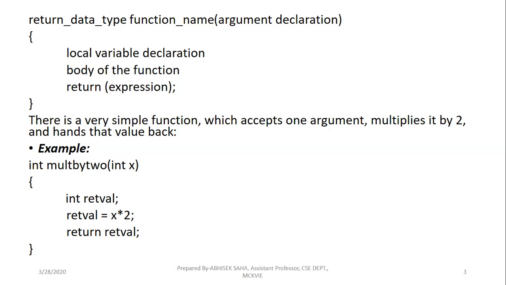And at the same time, an example is given. The name of the function is mult by 2, which is taking a parameter integer and returning a value. The return data type, the data type of the return value, is integer. What this function is doing is just taking an integer value x, multiplying it by 2, and returning the value to the caller.